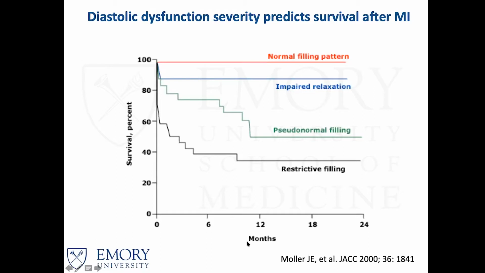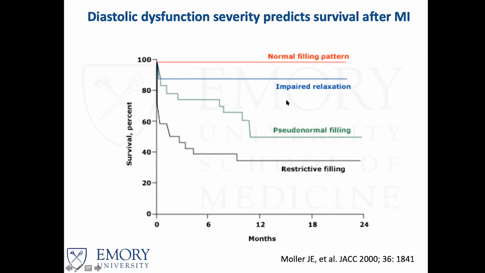Now, Moeller and colleagues published this study looking at diastolic dysfunction after a MI. So they did echoes after myocardial infarction, and they looked at long-term survival. And here is survival percent, and here is the follow-up in months. The red here is a normal filling pattern, which is a minority of patients. And then impaired relaxation or grade 1 diastolic dysfunction, grade 2 diastolic dysfunction, and here's more advanced diastolic dysfunction.